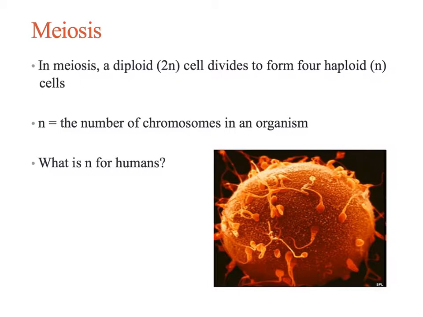So N stands for the number of chromosomes in an organism. So for humans, what is N for us? Remember, we have 46 chromosomes in our somatic cells, so N for us would be 23. And then our gametes would have 23 chromosomes, because haploid means basically half, or 1 set of chromosomes.